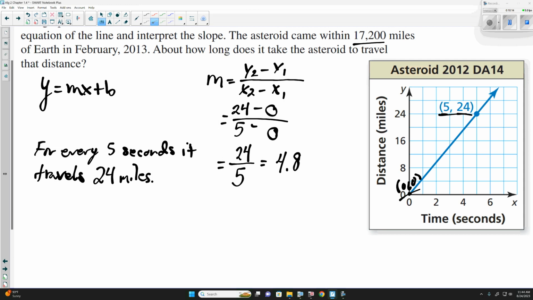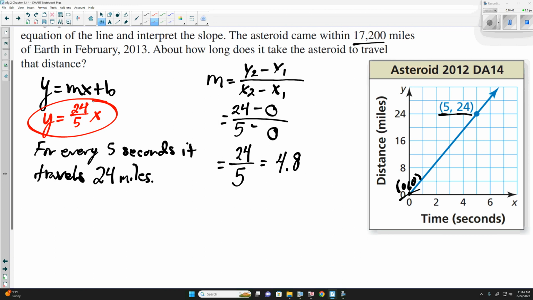Now we just need to plug our information in. Now we can write in, oh, I erased the 24 over 5x, because we plugged in our slope. What's the value of b going to be? What's the y value at the y-intercept? So we could put plus 0, but that's really just this here. That's our equation.